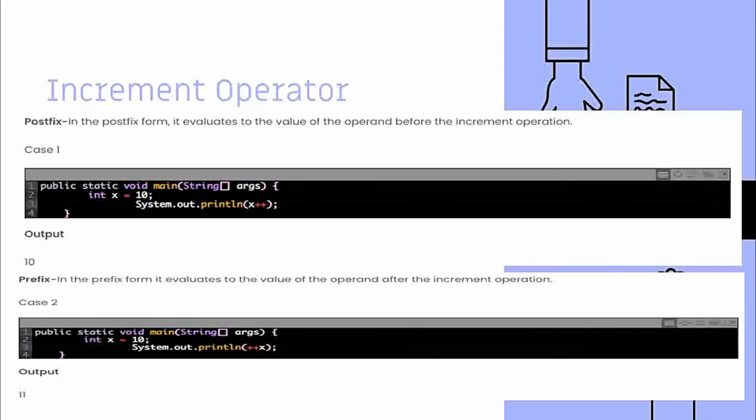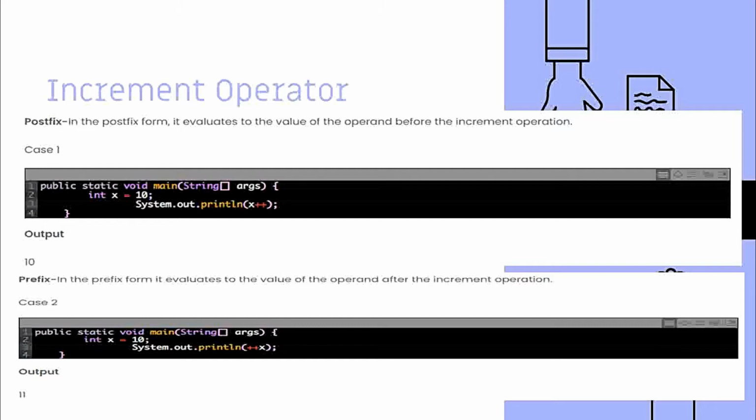The next operator is the increment operator. The increment operator is a unary operator that increments its operand by 1. This operator can be used for both postfix as well as prefix. Now what is postfix? In the postfix form, it evaluates to the value of the operand before the increment operation. That is, if you increment the value of x, it will not immediately reflect.